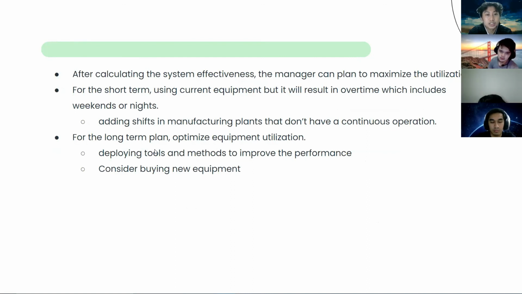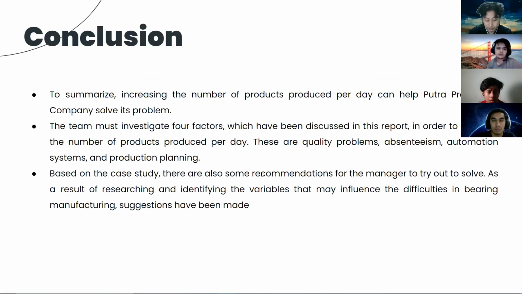After calculating the system effectiveness, the manager can plan to maximize the utilization. For the short term, the manager can use the current equipment, but it will result in overtime, which includes weekends or nights, or adding a shift in a manufacturing plant that doesn't have continuous operation. For the long-term plan, the manager can optimize the equipment utilization by deploying tools and methods to improve the performance or consider buying new equipment.